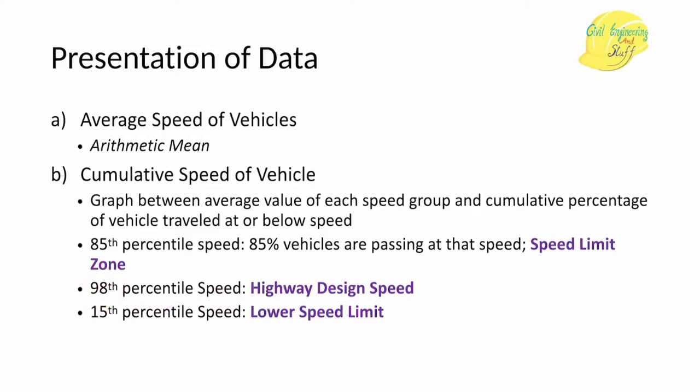Okay, then you have the 15th percentile speed, that is set as your lower speed limit. That is, this is the minimum speed that should be maintained by the vehicle to avoid congestion. During a survey we found that 15% of the vehicles were traveling at that speed or below that speed. So let's say 5 km per hour. We have found that around 15% of the vehicles were traveling either at 5 km per hour or below that. Okay, so these are the percentile speeds.